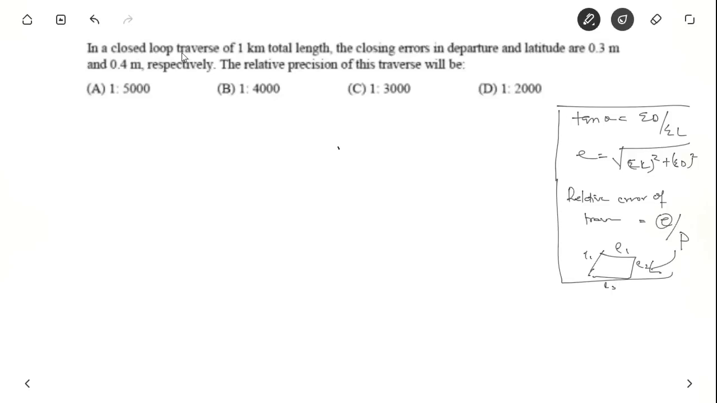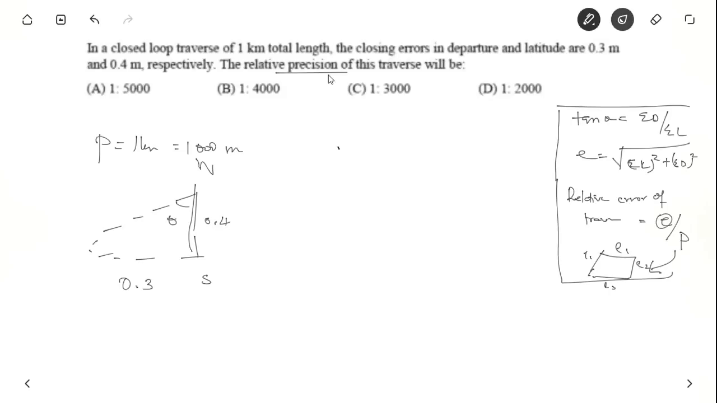They have given a closed loop traverse of 1 kilometer total length. So perimeter is 1 kilometer, which is equal to 1000 meter. They have also given the closing errors in departure and latitude. It is always better to draw a diagram. So you should always have theta with respect to the north-south reference. They have given departure as 0.3 meter. Departure is perpendicular to the reference meridian, and latitude they have given 0.4 meter.